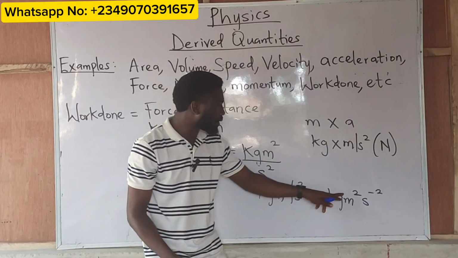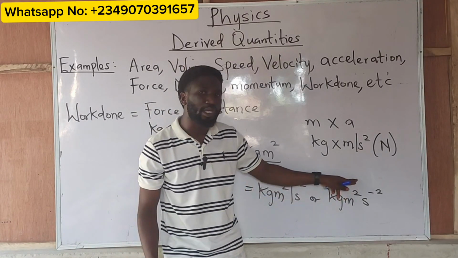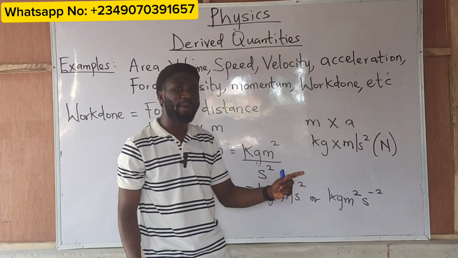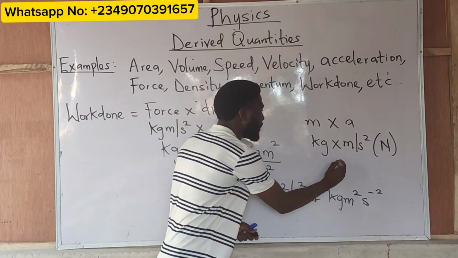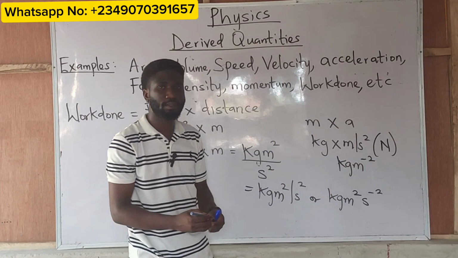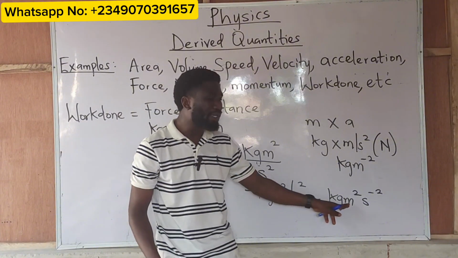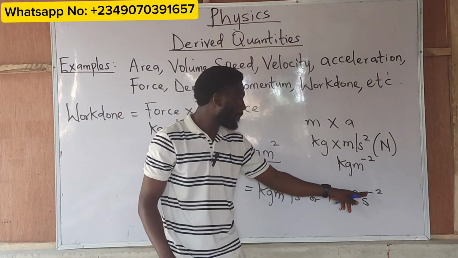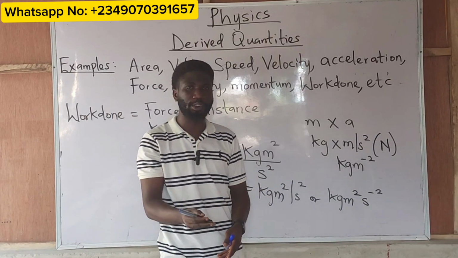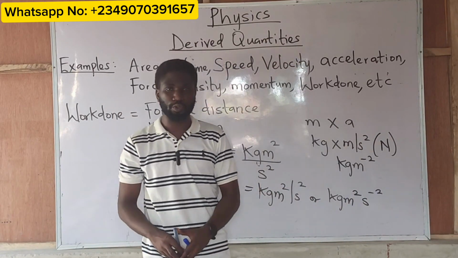You can see that I didn't put minus here. Why? It is kilogram meter square, not per. If it were kilogram per meter square, then you would have it this way. Are you getting it? But here it is kilogram meter square per second square. I said that part there, it is over, that's division. Kilogram meter square per second square.